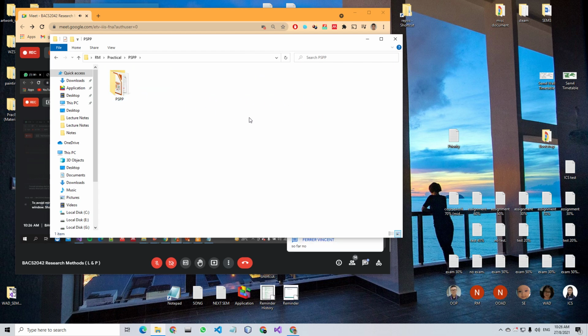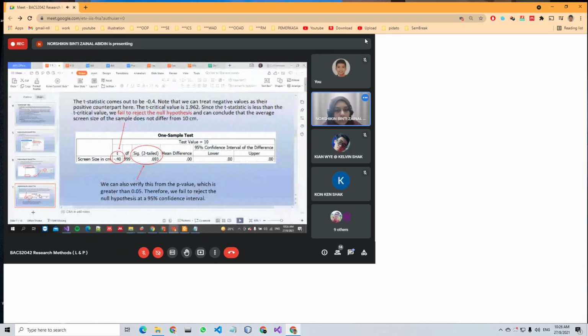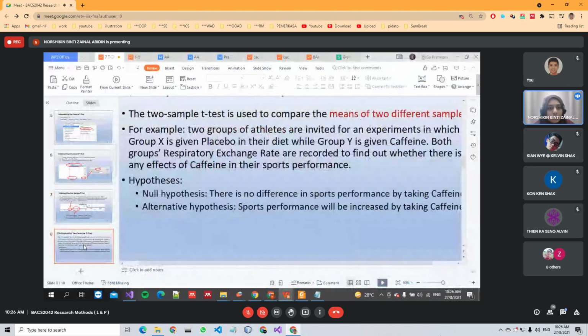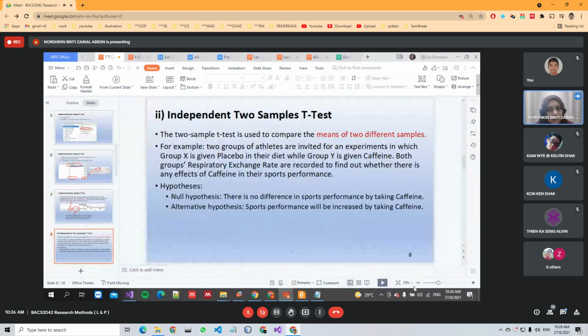No, right? Because I already did this thing and I get the result. So let's move to the next one. Next one is on two sample independent two sample t test.